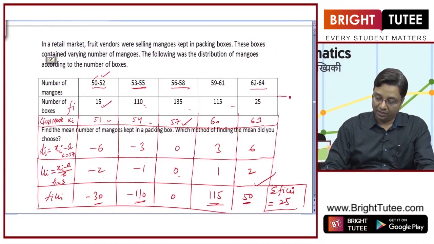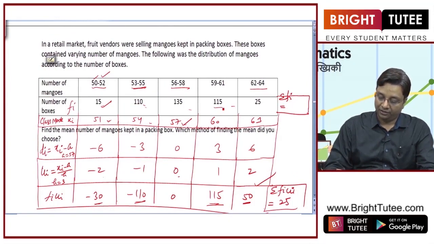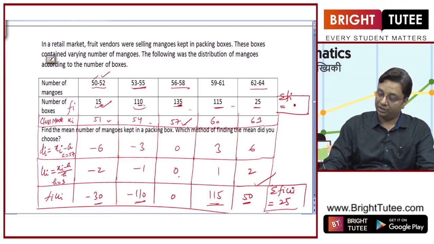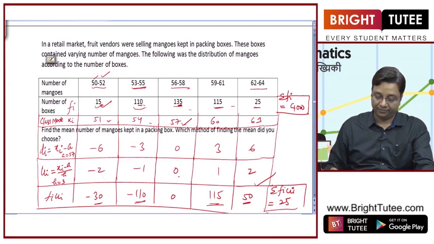What is sigma fi? Sigma fi is equal to 115 plus 25 is 140, 175, 275, 285, 385, 390, 400. So, sigma fi is 400.